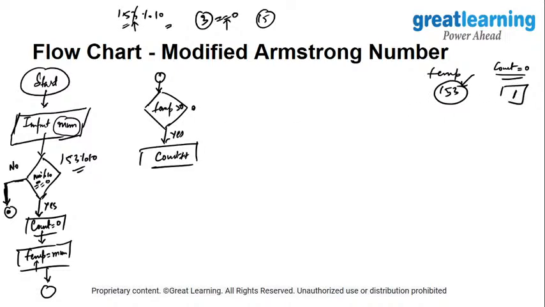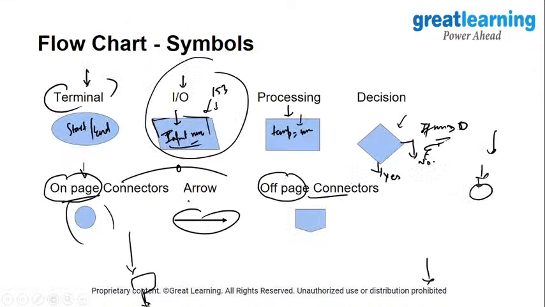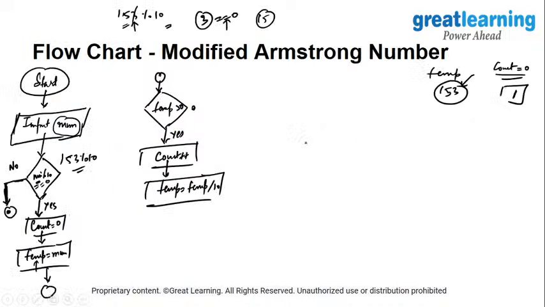Now some of you might be thinking, what we will do is divide our temp by 10. That's it. So we are dividing our temp by 10. Now what will be our temp? Do you see all the processing that is going to happen will be in this rectangle type of box. All the processing is done in this. So now what will be our new temp?